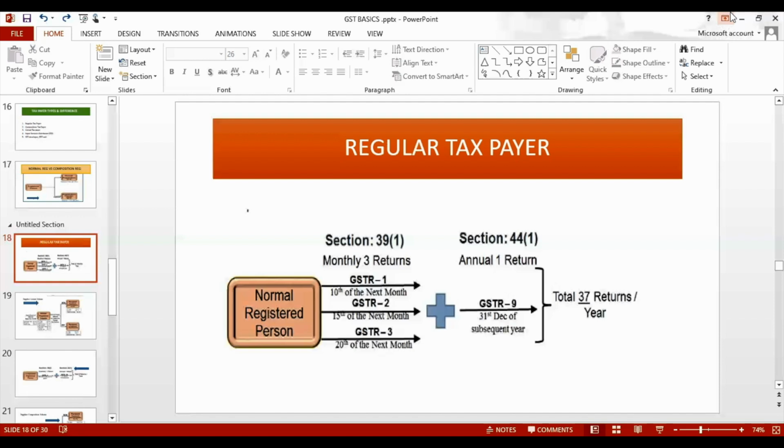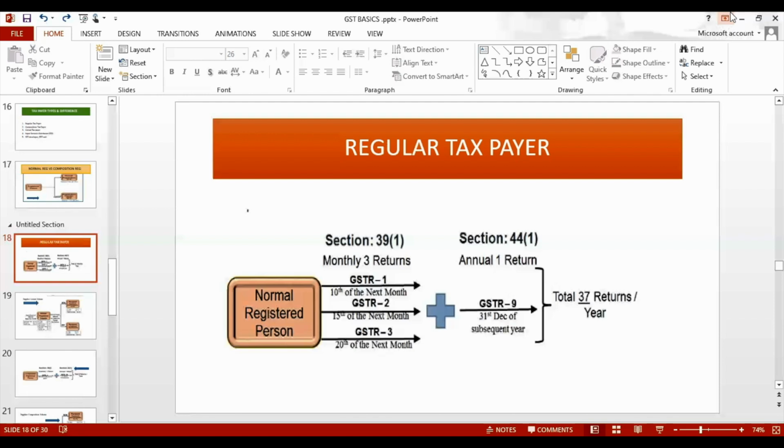And also, by 31st December, I want to file annual returns for the previous year's assessment year in GSTR 9. Every month I am filing as a regular taxpayer: sales, purchase, and tax calculation. Finally, on December 31st, the annual returns are due. This is both plus.